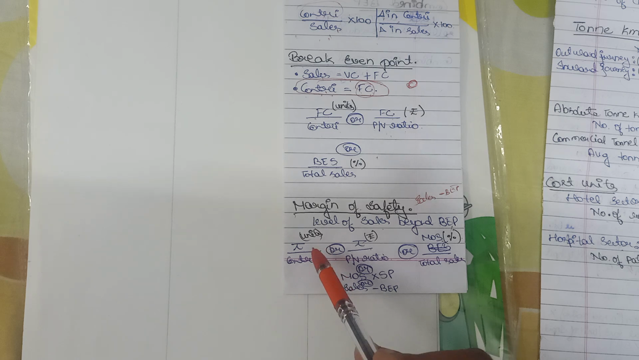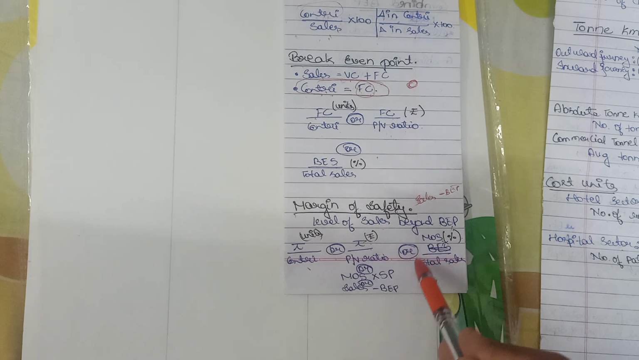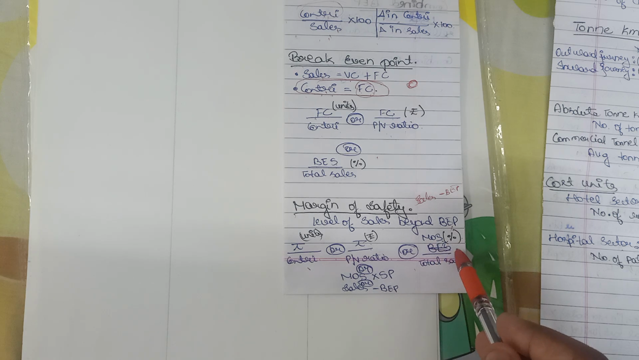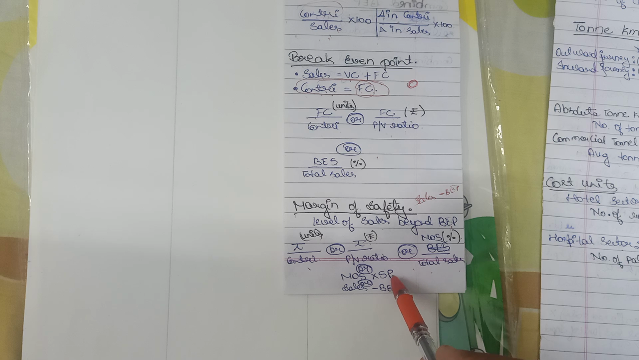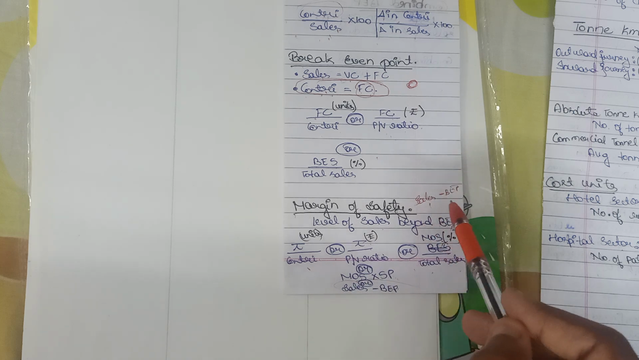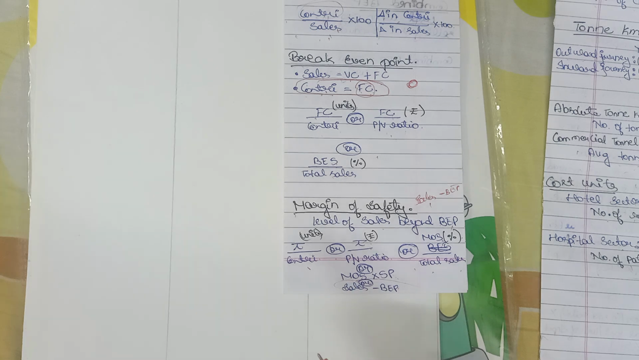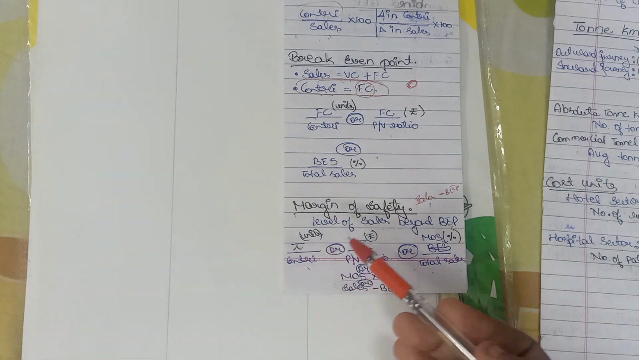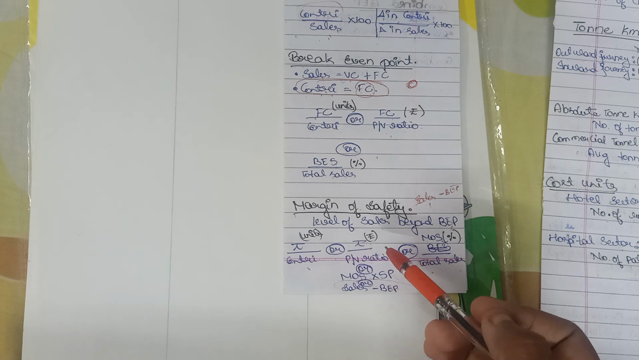Here it is profit divided by contribution, or profit divided by PV ratio, or margin of safety divided by total sales. Margin of safety into sales price, sales minus BEP. Okay, we saw this here. The other formulas are profit divided by contribution. We'll be getting the margin of safety. Profit divided by PV ratio also will be getting the same.